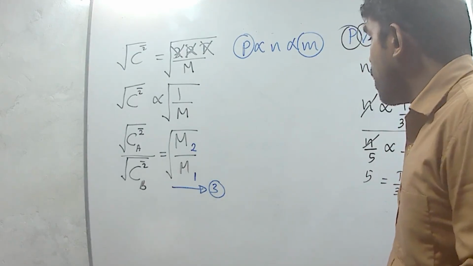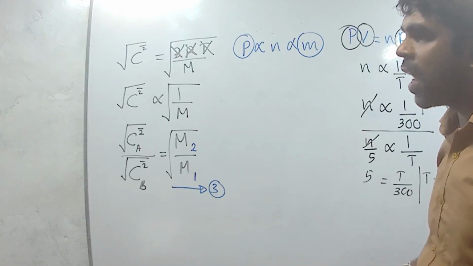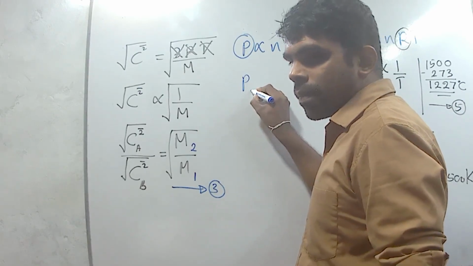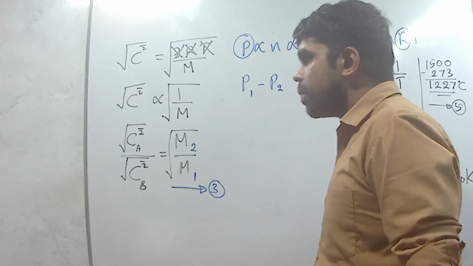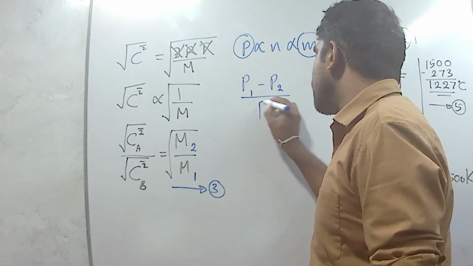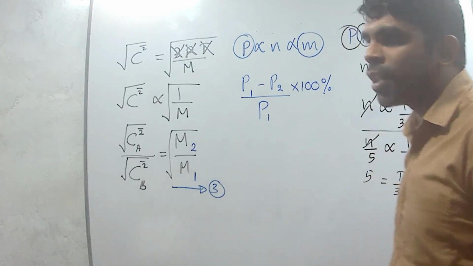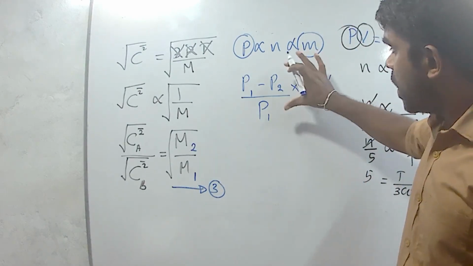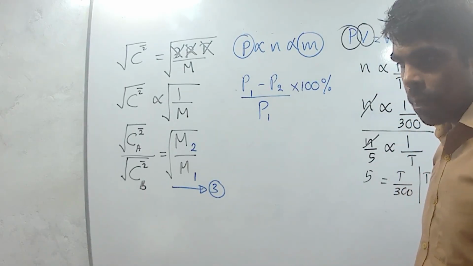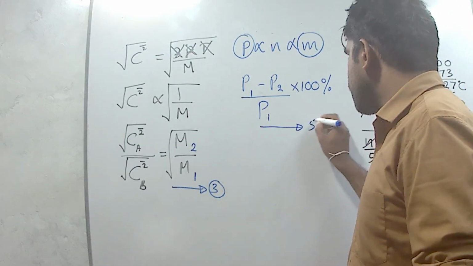Therefore, percentage reduction of pressure should be equal to percentage reduction of mass. Then I will write percentage reduction of pressure. P1 minus P2 is the pressure difference, the pressure reduction. We have to divide by initial pressure and multiply by 100% to get the percentage reduction of pressure. Then the percentage reduction of pressure is this one. It should be equal to percentage reduction of mass. Then we can get the fifth answer is correct.